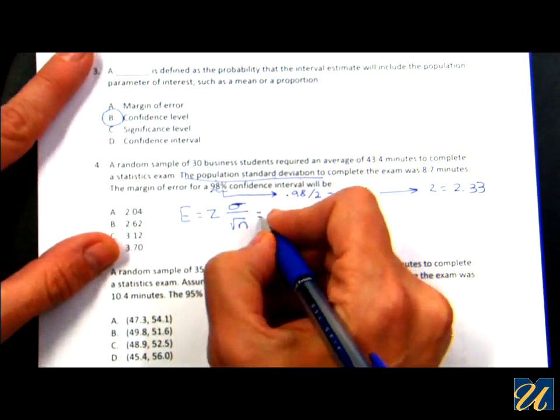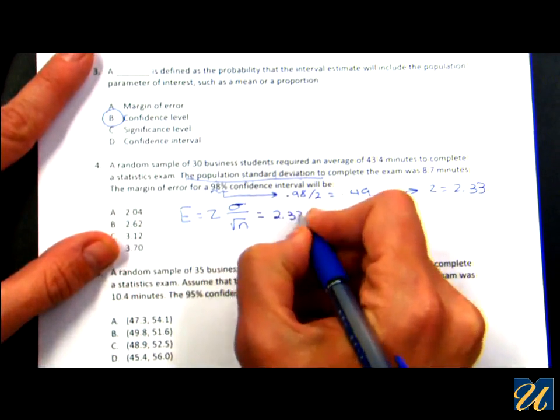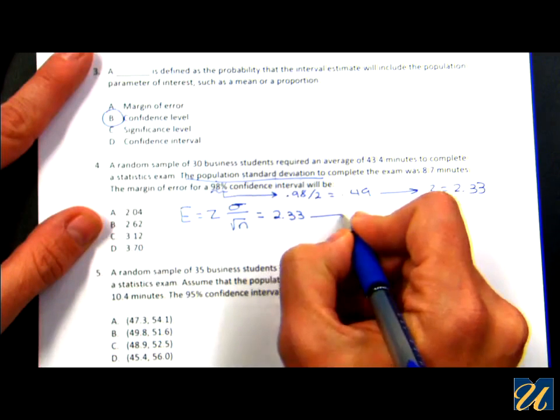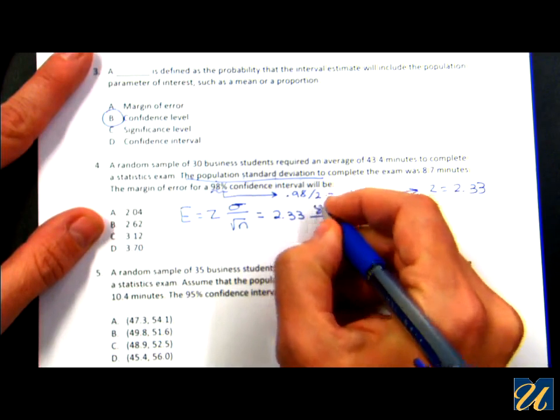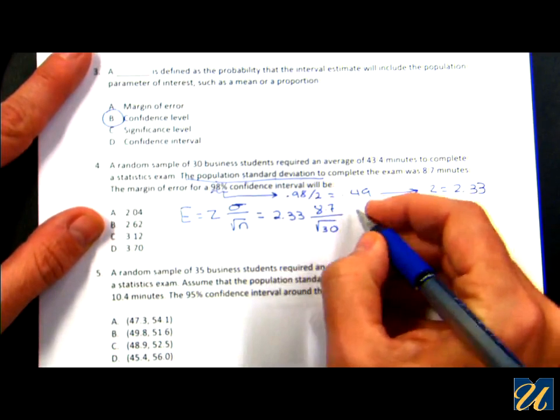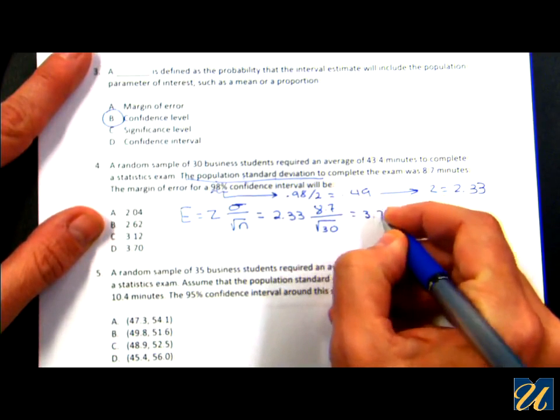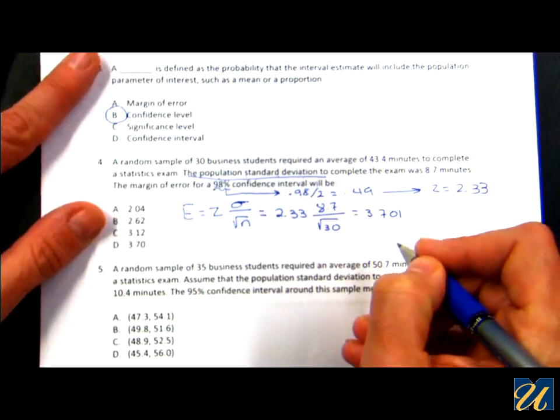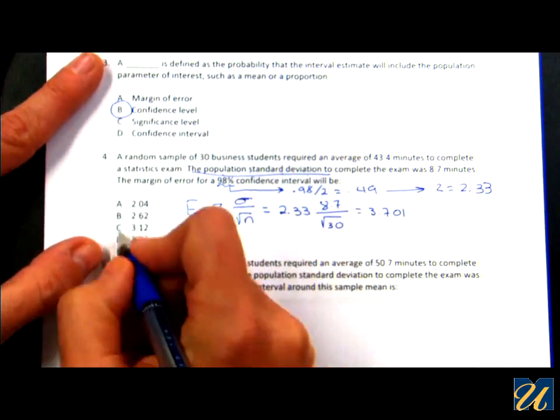Go back to your formula. 2.33 times sigma, which is 8.7, divided by square root of 30. And this is going to be 3.701. So the correct answer will be D.